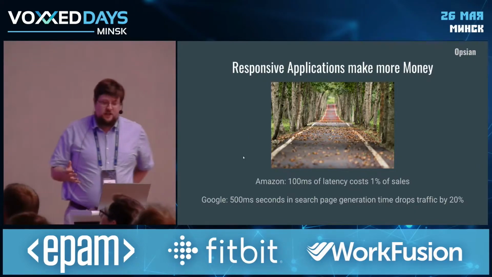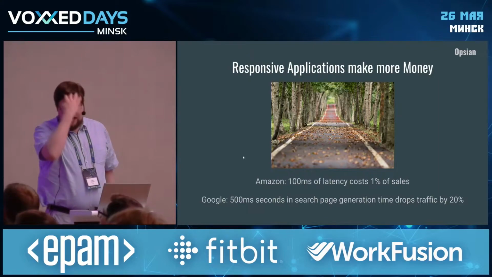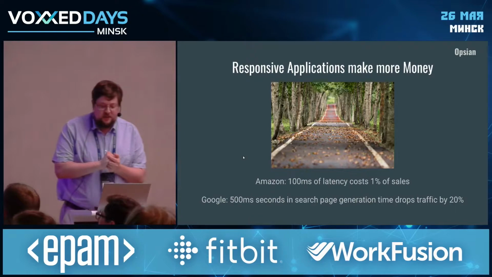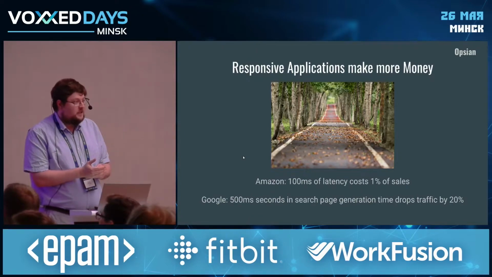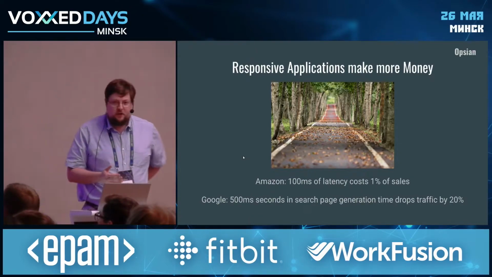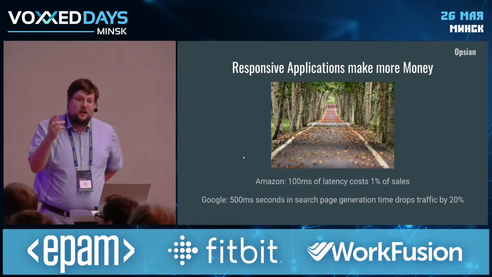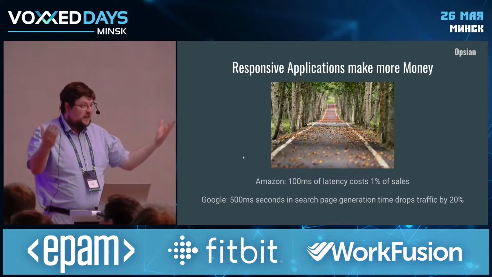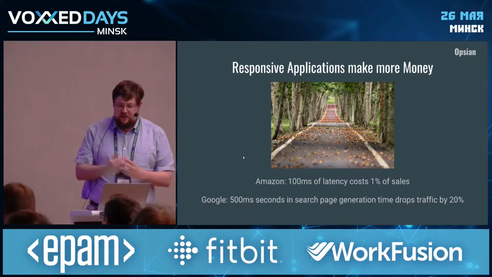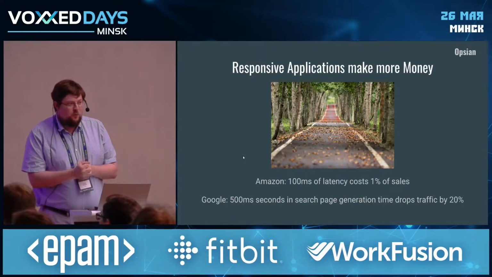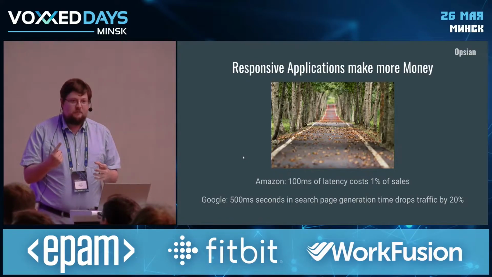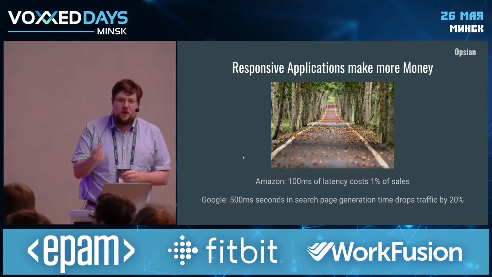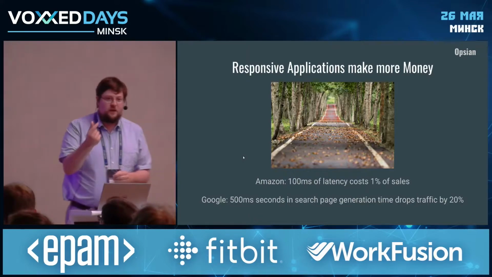Responsive applications make more money. Both Amazon and Google have done some really interesting studies, A/B tests on production systems, where they looked at the impact on their business of slower sites. Amazon, for example, did an A/B test where they added 100 milliseconds of latency to the load times of their Amazon store where you buy stuff. And they found that sales dropped 1%. Now 1% doesn't sound like much, but for a business of Amazon's size, that's a huge amount of money. And that's just 100 milliseconds. That's a very short period of time.